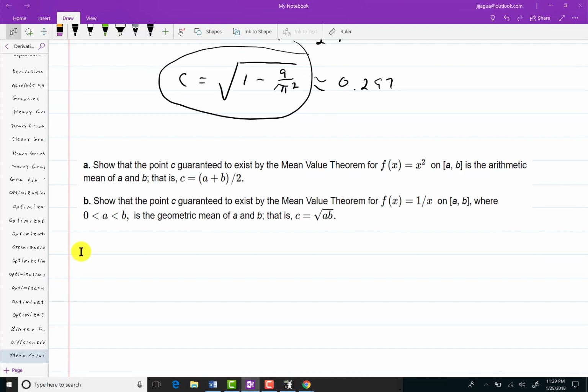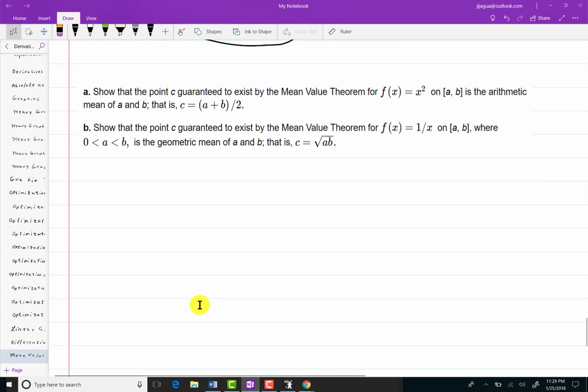Another example I wanted to do was slightly more theoretical than the previous ones that I did. Let's take a look at part A of these questions. It says, show that the point c guaranteed to exist by the mean value theorem for f of x equals x squared on the closed interval a, b is a plus b over 2, or what they call the arithmetic mean. So let me go ahead and start part A.